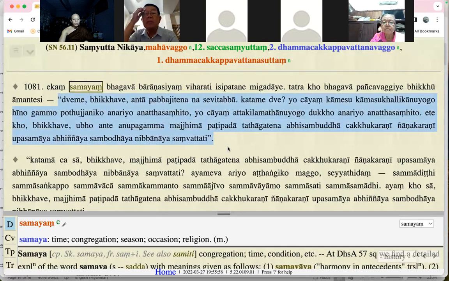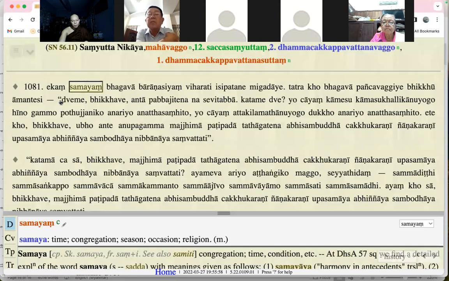There is too much information here. Mainly, the first line gives the listeners. The next line is a question asked: katame dve, what are the two? And the next line is the answer. One is Kamasukhallikanuyoga. Another is Attakilamathanuyoga.